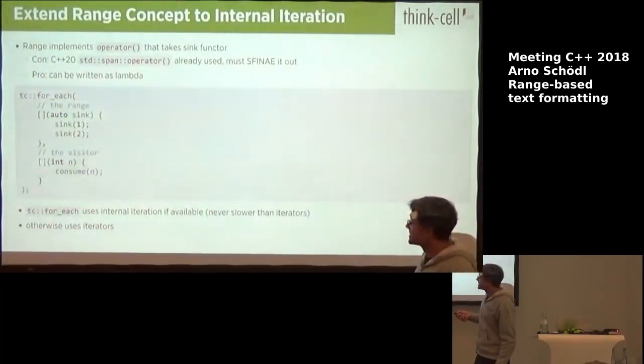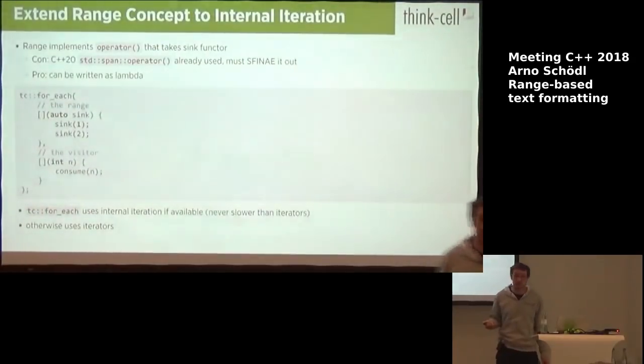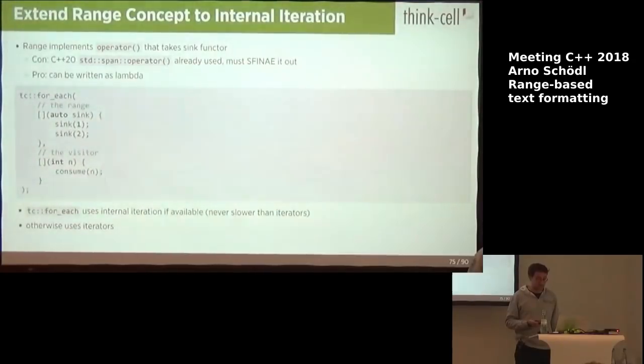You have the visitor, this is the consumer. It gets the values. That's your regular body of the for each. But up here, this is the range. It actually gets a sink in the function call operator, and it will just stick whatever values it has into the sink. So it gets a sink, sticks the values into it, and then returns. That's how we implement internal iteration.